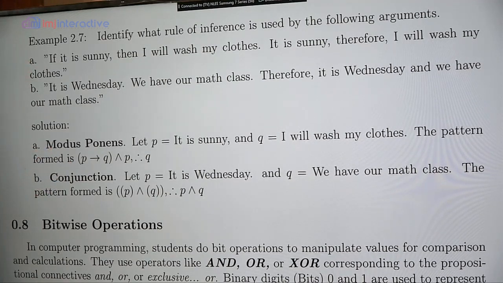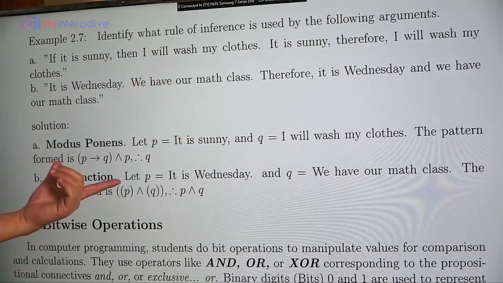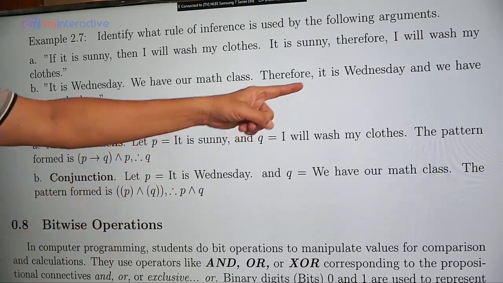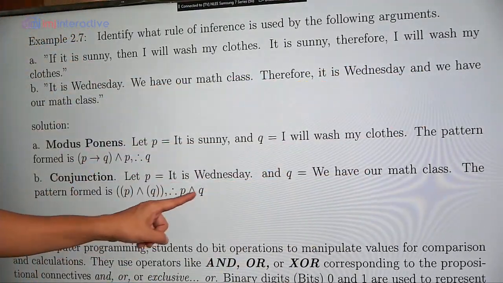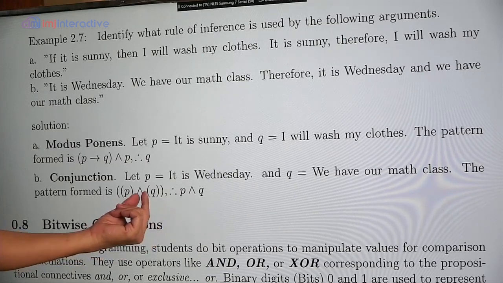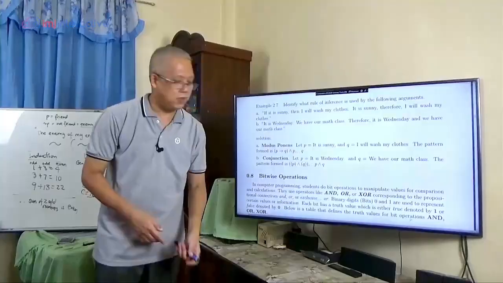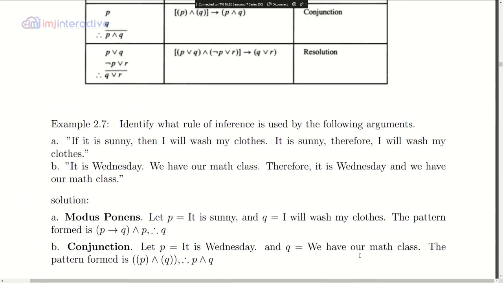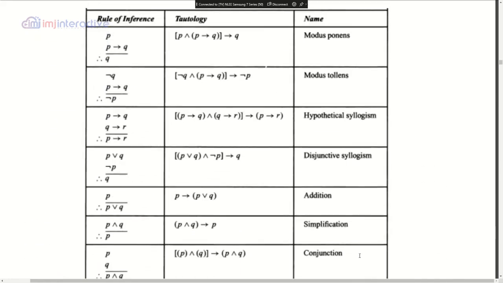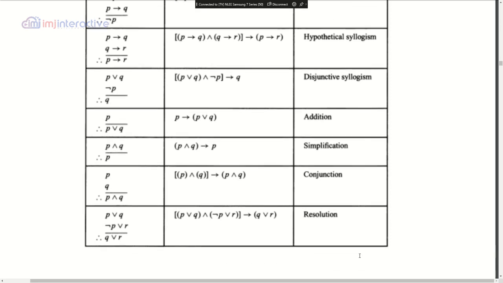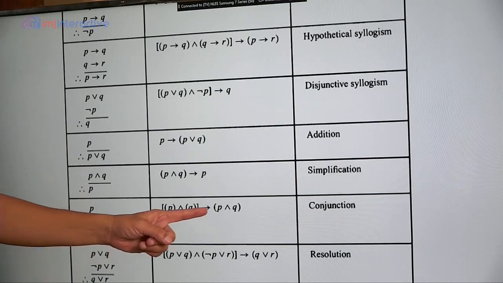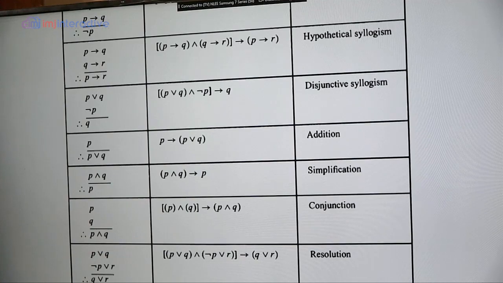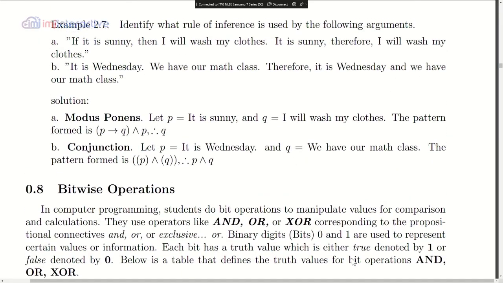Take a look at the second example. It is Wednesday, P. We have our math class, Q. P and Q. Therefore, it is Wednesday and we have our math class: P and Q. P, Q, therefore P and Q. What is the pattern? If you look at the table, here: P, Q, therefore P and Q. So that is an example of conjunction.